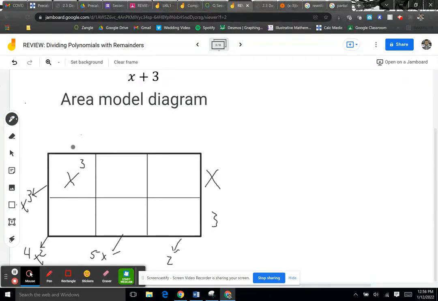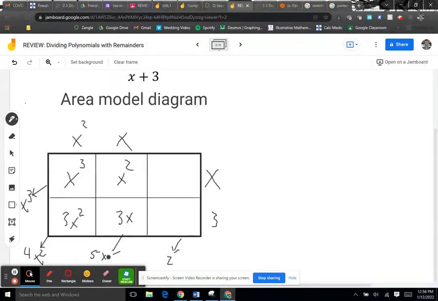What times x is x cubed? X squared. X squared times 3 gives us 3x squared. And now, same idea. What plus 3x squared gives us 4x squared? Well, that's just going to be x squared. X squared plus 3x squared is 4x squared. Now repeat the process. What times x is x squared? X. X times 3 is 3x.